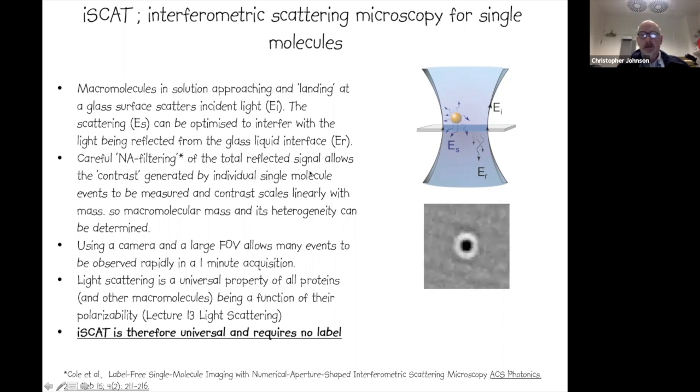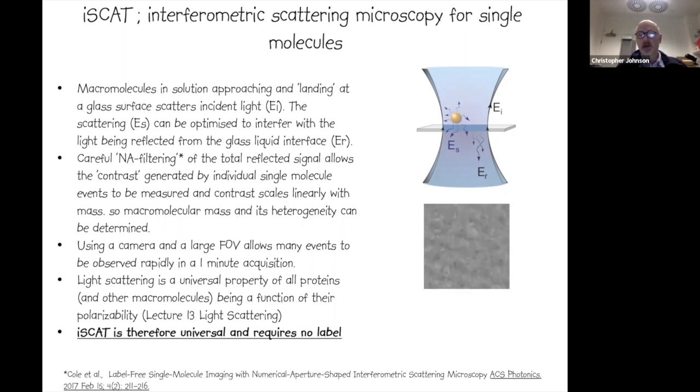And this optimization requires some fancy optics and a very sophisticated instrument. But what the company have been able to do is to use numerical aperture filtering of the total reflected signal. And this allows contrast generated by individual single molecules to be measured. And this contrast that you see here in this movie of this event, where the interference is occurring here, the intensity of this dark spot, this contrast, scales linearly with mass. And so we can determine macromolecular mass.